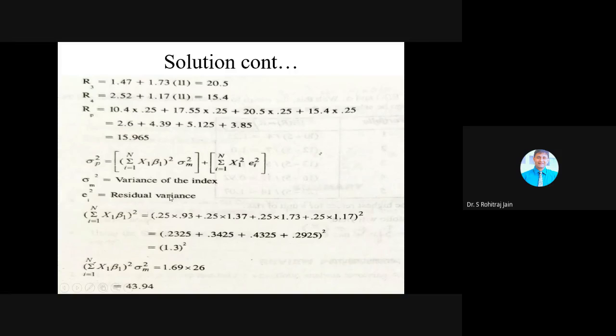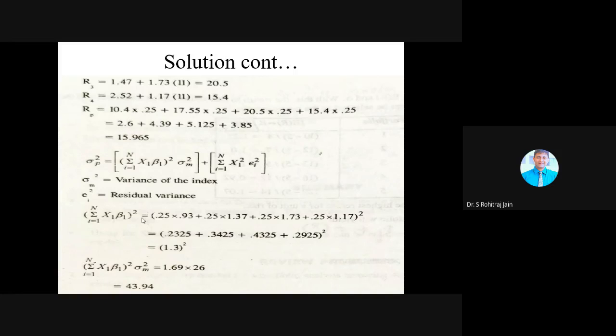Residual variance. Now students, in the previous class, we solved this first, that is summation of i equal to 1 to n, x1 into beta 1, whole square. Then we solved this part, that is x1 square into residual variance. So first we will solve this. As they have mentioned in the problem, 0.25 is the proportion of funds that has to be invested in each security, which should be equal.